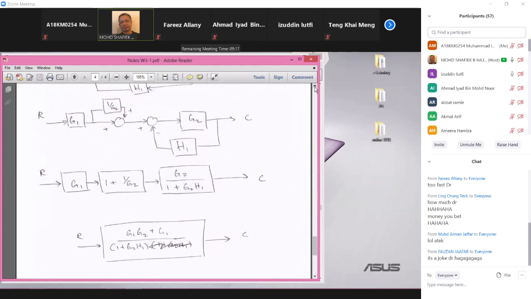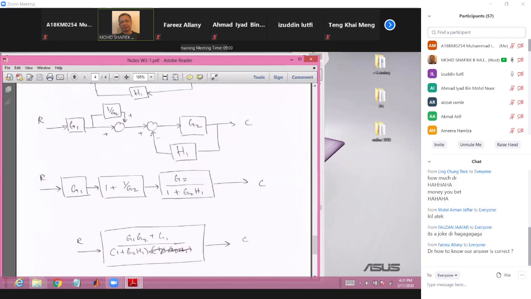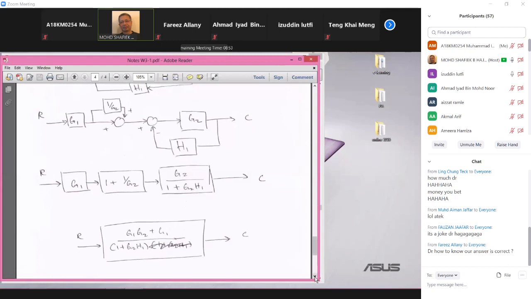Do you have any question? All right, next time I will try to put my notes. The problem is I have just finished my note. Doctor, how to know? Of course you don't know whether your answer is correct or not. What do you mean how to know your answer is correct or not? Of course it's going to be correct.